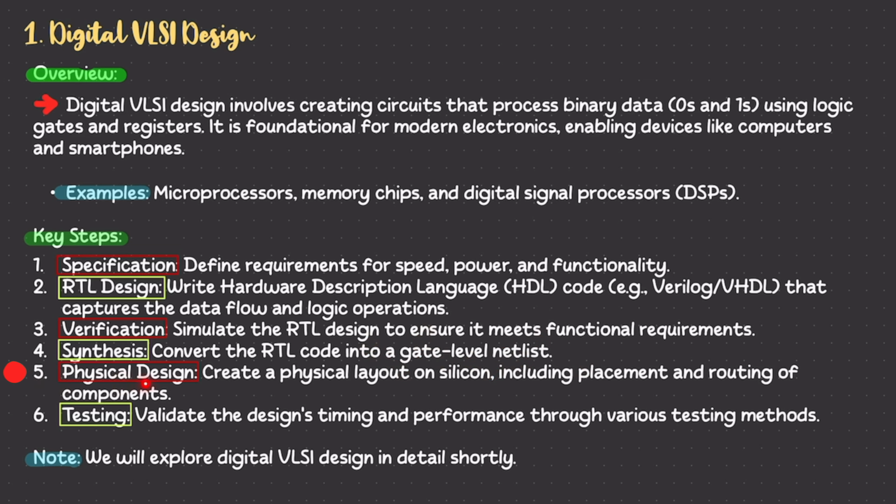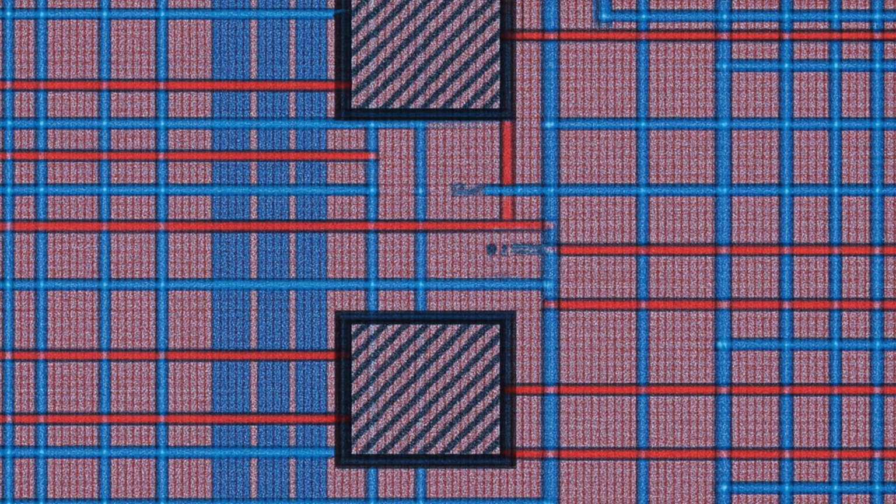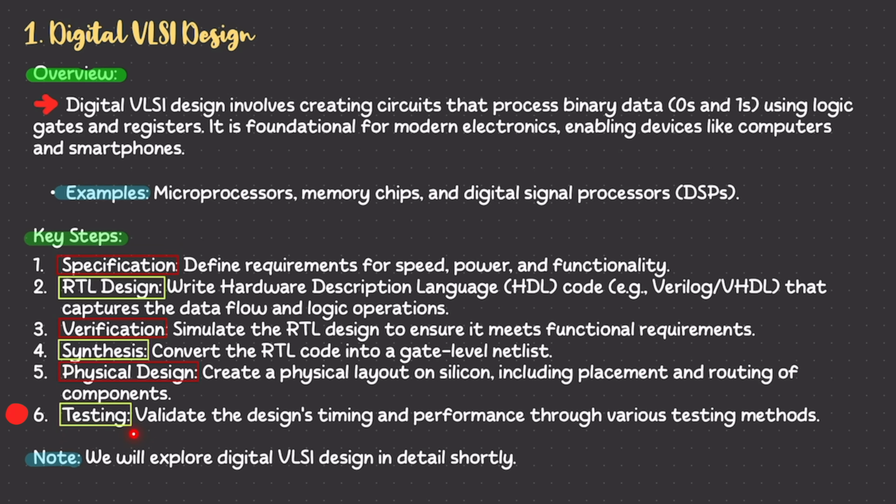The fifth one is physical design. Here we map the logical design to a physical silicon layout, including the placement and the routing. The sixth one is testing. Here we ensure that the design meets the timing and performance criteria through various validation processes.